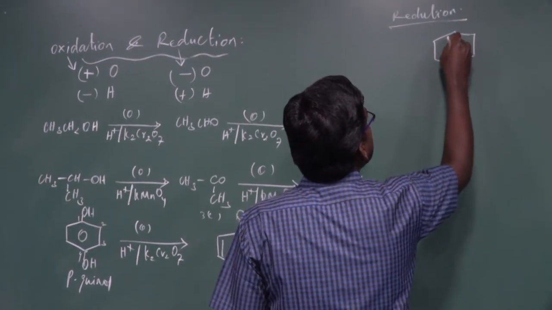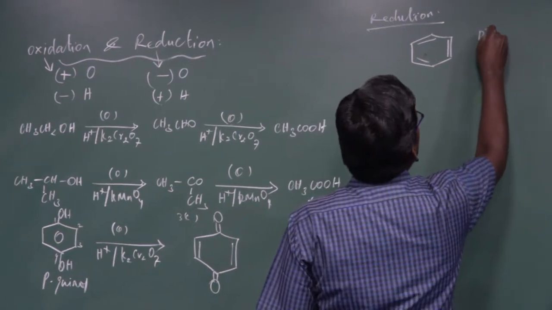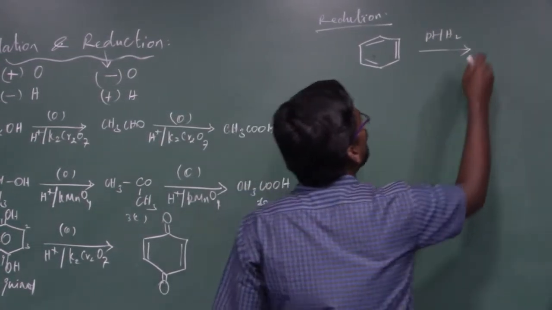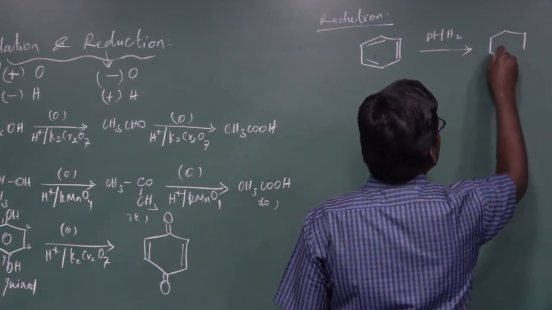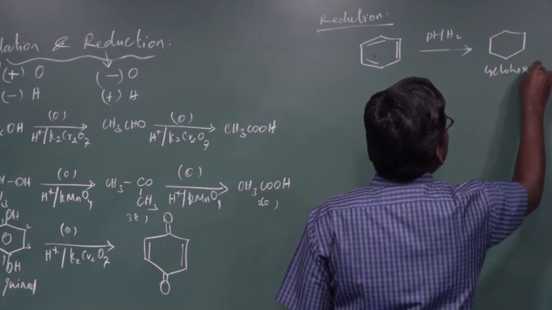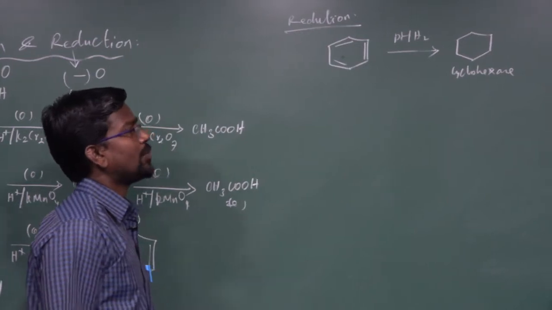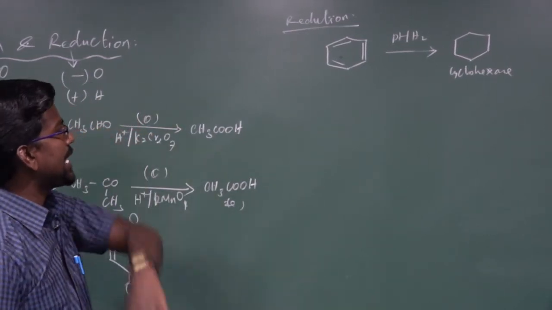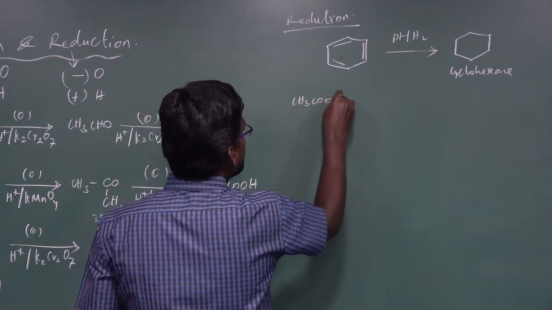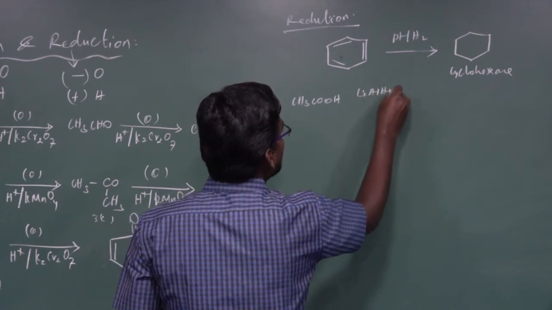Benzene, C6H6, is reduced with platinum and hydrogen to form cyclohexane. So benzene is reduced in the presence of platinum and hydrogen to form cyclohexane. Acetic acid, CH3COOH, is reduced in the presence of lithium aluminum hydride.